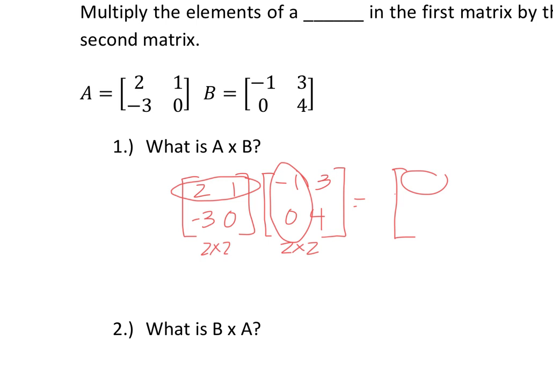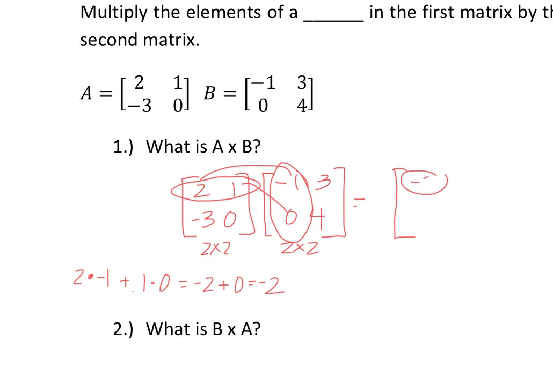So here's how we're going to do it. We are going to take 2 times negative 1. Let me actually do a little work off to the side here. 2 times negative 1, and we are going to do 1 times 0, and we're going to add those together. And that will give us the first element of this answer matrix. So here's what we're going to do. 2 times negative 1 is negative 2, plus 1 times 0 is 0, and that comes out to negative 2.